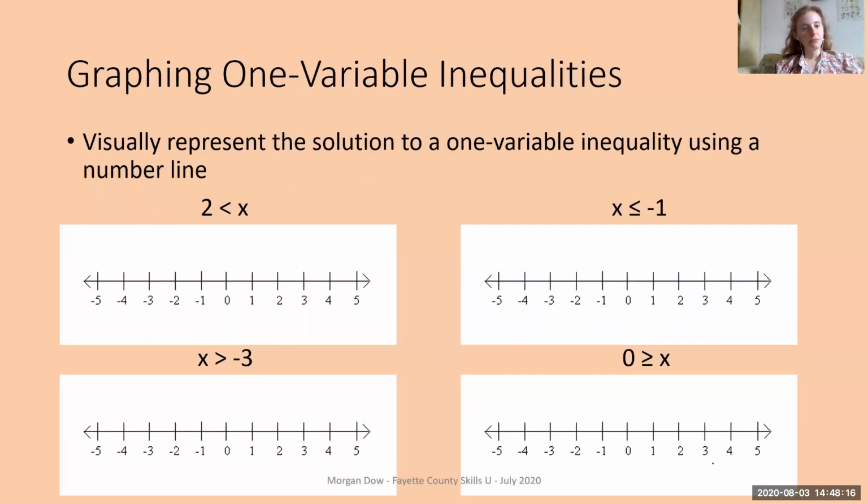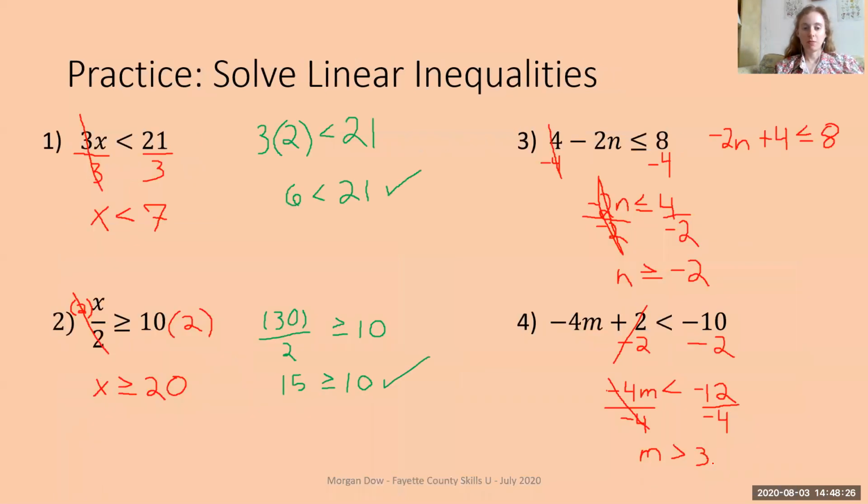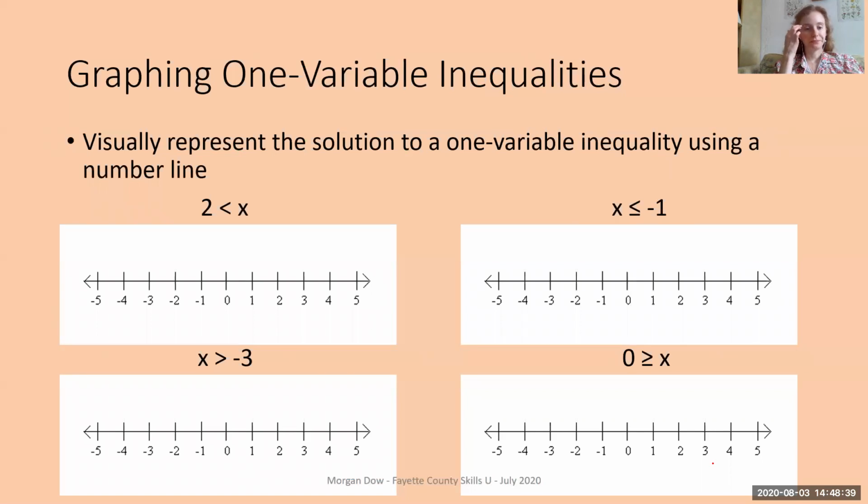All right. So the last main skill we're going to practice today is graphing our one variable inequalities. So those solutions that we just came up with on this page here, we wrote them out algebraically, right, with letters, numbers, symbols. We could also represent them visually on a number line. And there's just a little system for doing that we're going to go through right now. So let's take a look at the first example here. It says 2 is less than x.